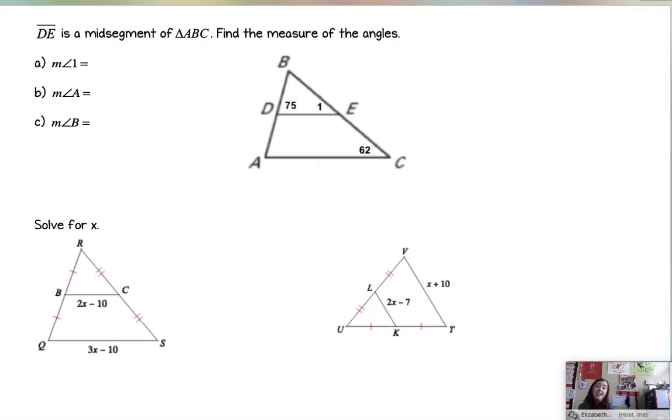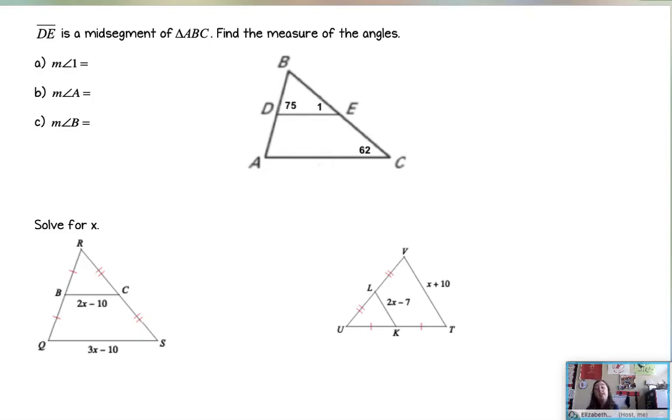Okay. So, we learned two big facts about midsegments earlier. Number one, the midsegment is parallel to the third side. Remember, parallel means they're going in the same direction. We also learned that the midsegment is half the length of the third side. Those are the two big facts that we have to remember.